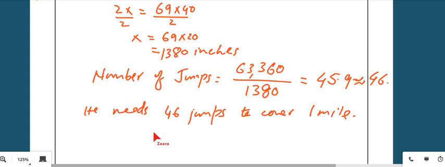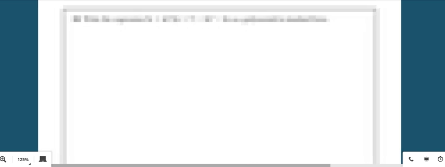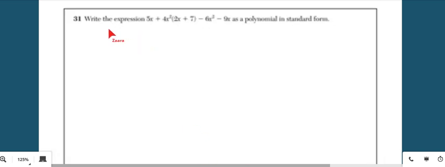Now let's move to the next question. Write the expression as a polynomial in the standard form. So what is the standard form in general? We have to start with the highest exponent and then reduce to the lowest, or to the constant. So it is 5x as it is.